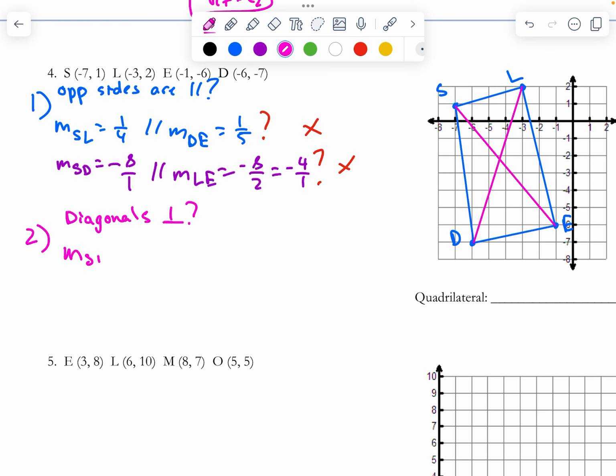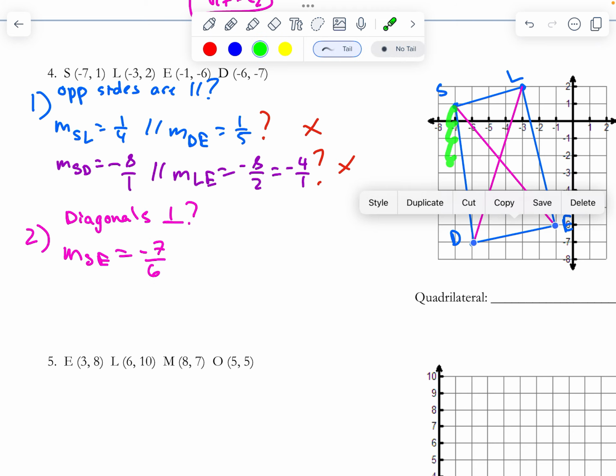The slope of SE, 1, 2, 3, 4, 5, 6, 7. 1, 2, 3, 4, 5, 6. Minus 7 over 6. Wow, that is terrible. Let me double check here. 1, 2, 3, 4, 5. Oh man, this came up. What the heck? 2, 3, 4, 5, 6, 7 over 1, 2, 3, 4, 5, 6. Yeah, negative 7 over 6. That's really, really ugly.